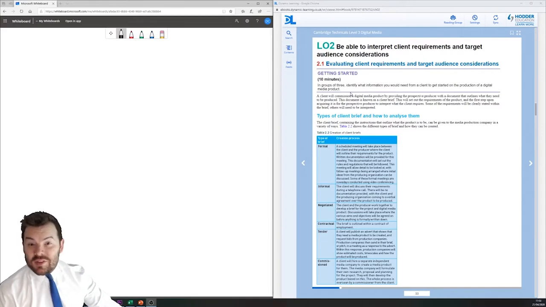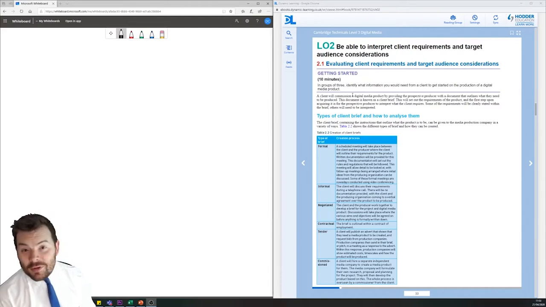LO2 is all about interpreting a client brief. Unit 2 itself is an exam-based unit, but other than the exam work, all of this stuff is covered in your coursework. In your coursework, you are going to be creating media products. It could be a magazine, a video, or a radio show of some sort. You're going to need to use the work that you've done in LO2 to help you make that the best you possibly can.